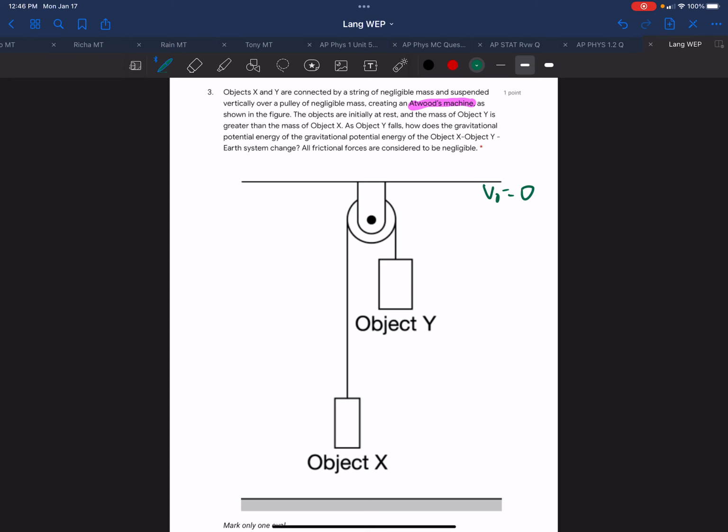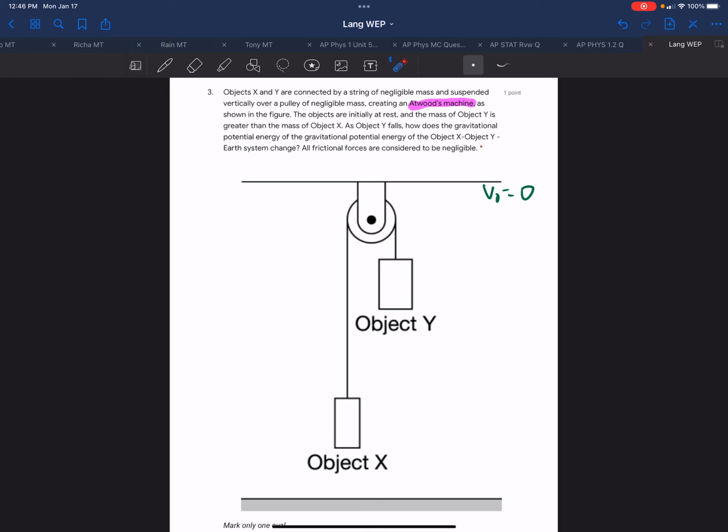So this is at rest, it's released, and since object Y has a greater mass, the system is going to accelerate like so, because this mass is not large enough to equal this mass. If they were equal, there'd be no acceleration, but since this is greater, it accelerates. How does the gravitational potential energy of the X, Y, Earth system change?